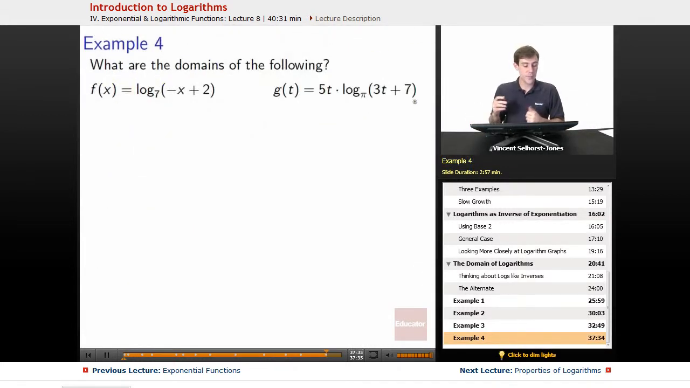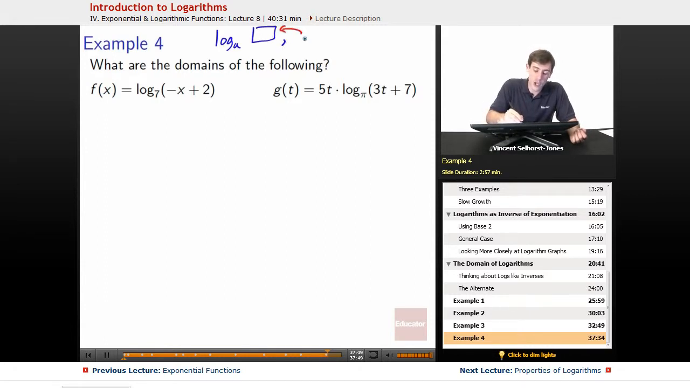Cool. Finally, what are the domains of these functions? f of x equals log base 7, negative x plus 2. Remember, the idea we had was log base a of stuff. Then this stuff here must always be positive. So it must be positive. Otherwise, it just doesn't work.